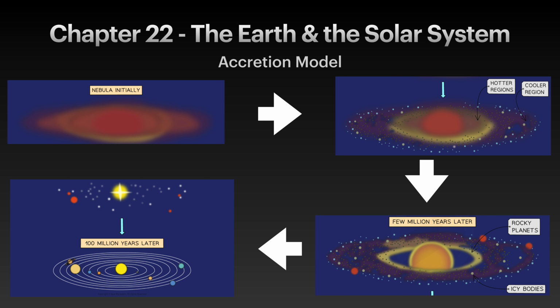According to the accretion model, the solar system formed from a huge cloud of gas and dust called a nebula. Gravity caused the nebula to collapse and spin into a disk. The small particles stuck together, forming planetesimals, then planets. Closer to the Sun, rocky planets formed because high temperatures prevented the gases from condensing. Farther away, gas giants developed as ice and gas accumulated.